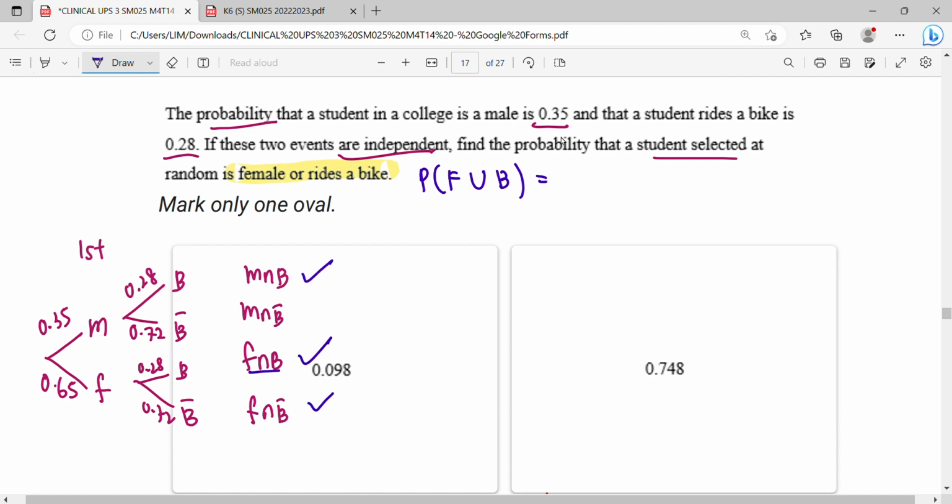So we have 3 cases here. In order to find out these 3 cases, why don't we just do 1 minus the case of male and not bike? Easier. So 1 minus 0.35, 0.72.